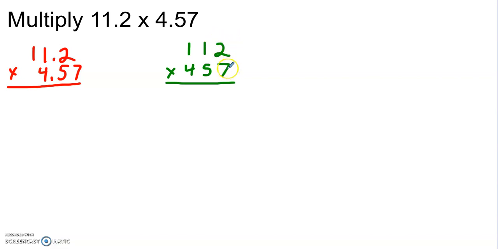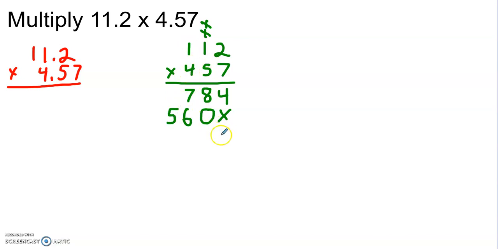So I have 7 times 2 is 14. I bring down the 4, carry the 1. 7 times 1 is 7, plus 1 is 8. 7 times 1 is 7. Then I go to the next number. Since this 5 is really a 50, I'm putting one placeholder down. So I could just do 5 times 2 is 10. Bring down the 0, carry the 1. 5 times 1 is 5, plus the 1 is 6. And then 5 times 1 is 5.